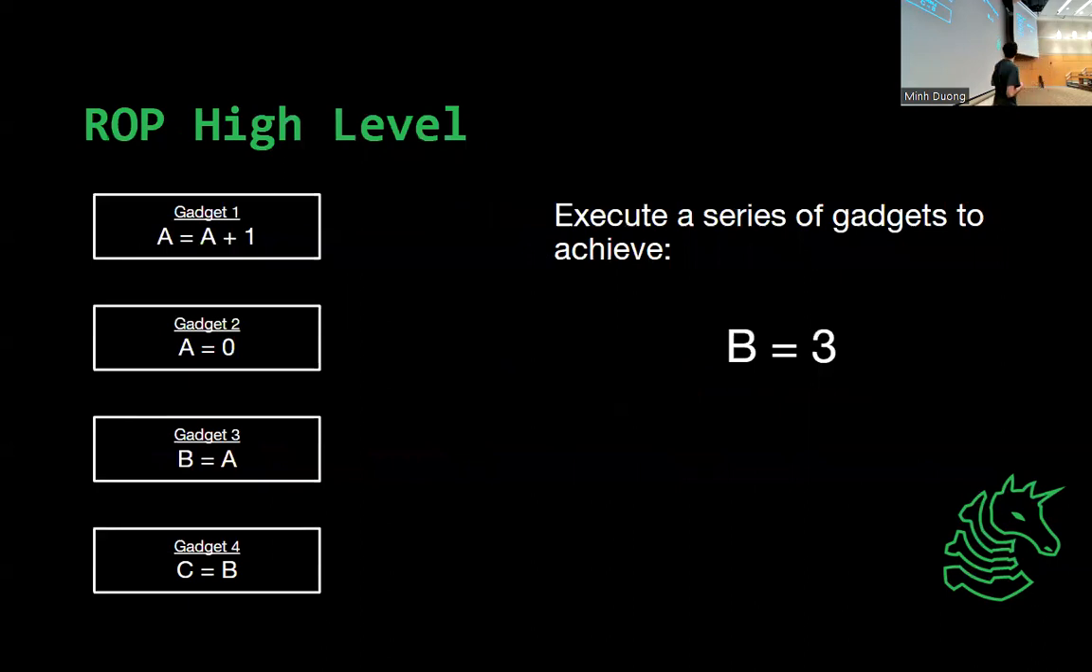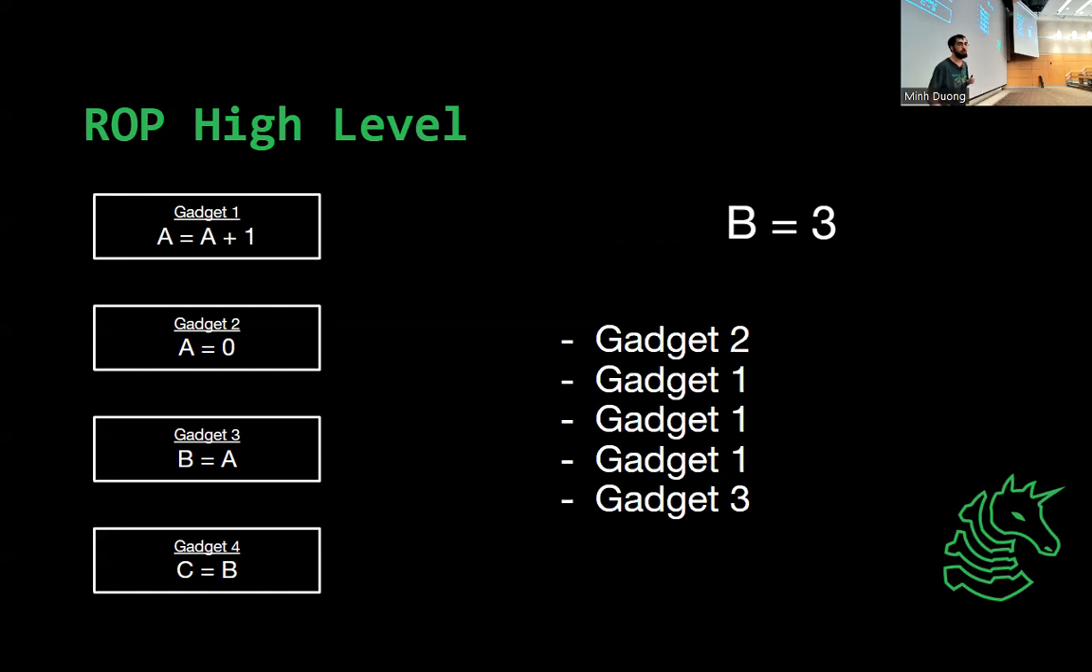So at a high level, say we want to achieve setting the variable b to 3, and we have these 4 tiny gadgets here: a equals a plus 1, a equals 0, b equals a, and c equals b. You can use these gadgets as many times as you want. Can anyone tell me how to arrange these gadgets into a program that achieves b equals 3? Yes. a equals 0, a equals a plus 1, a equals a plus 1, a equals a plus 1, b equals a. Exactly. We just string those gadgets together and we achieve our b equals 3. And so that's the very high level of what ROP is trying to do.